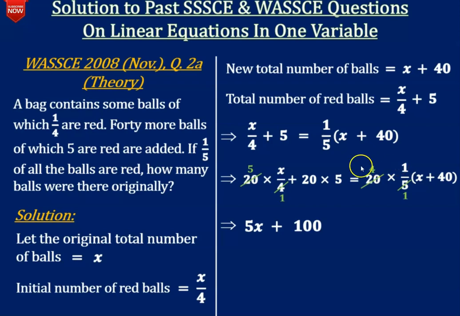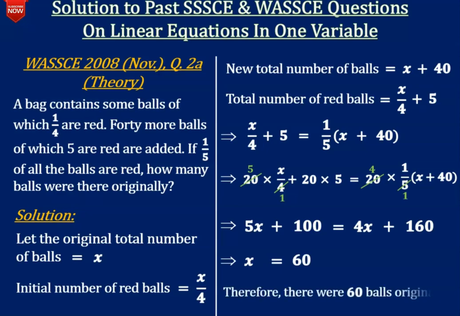So we distribute 4 over x and 40 in order to get rid of the bracket. So we have 4 times x to be 4x and 4 times 40 to be 160. Grouping like terms, we have 5x minus 4x to be x and 160 minus 100 to be 60. Therefore, there were 60 balls in the bag originally.